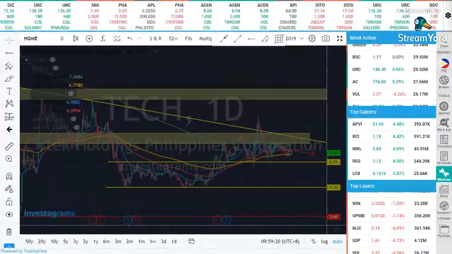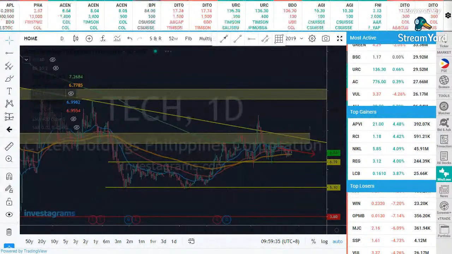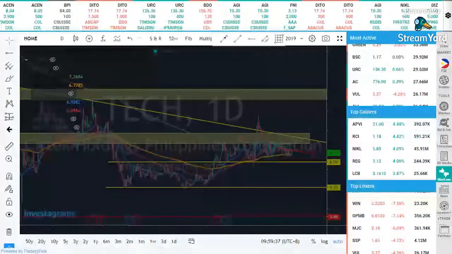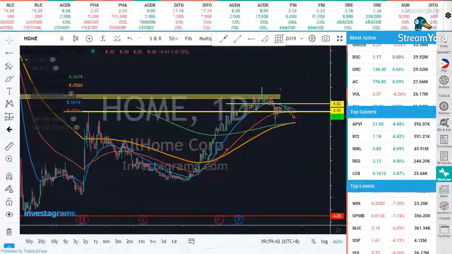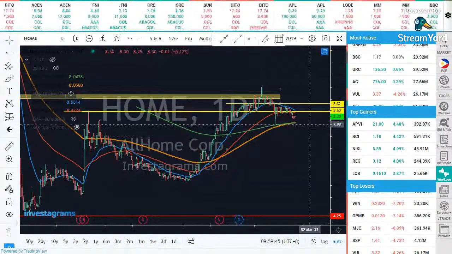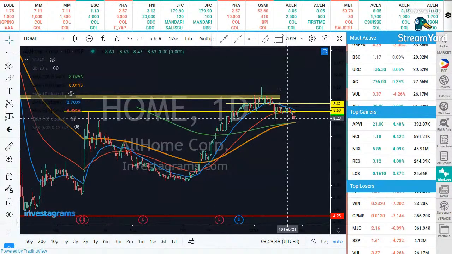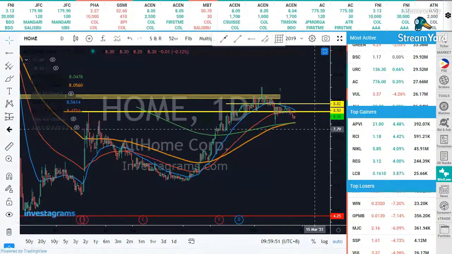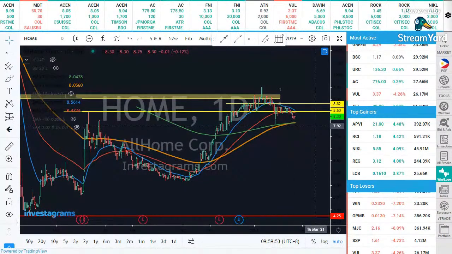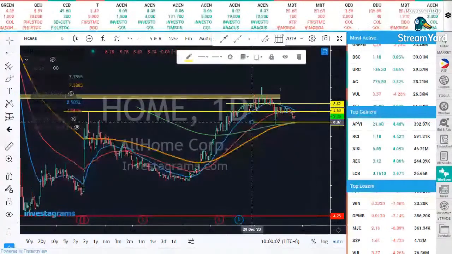So CLOD also is up. AGI, nickel. Okay, now HOME is in a corrective trend adjustment because it is below the two exponential moving averages. So we need to watch HOME in this area here. You see, what is it like in this area? It corresponds with the exponential moving averages 20, 100, and 200.